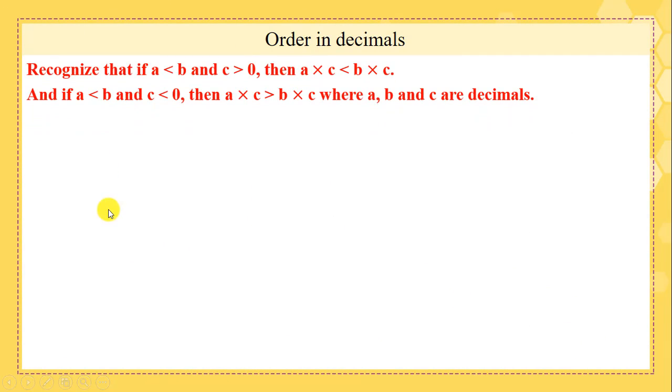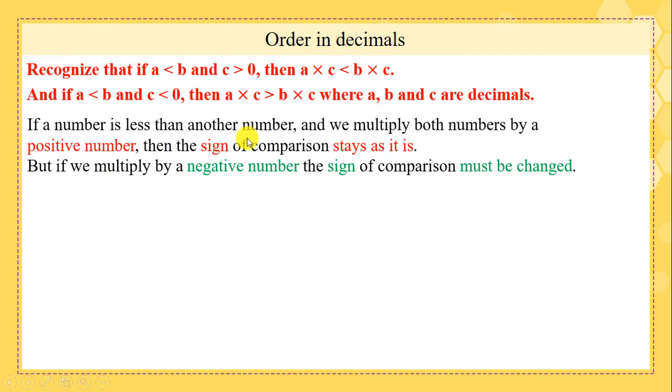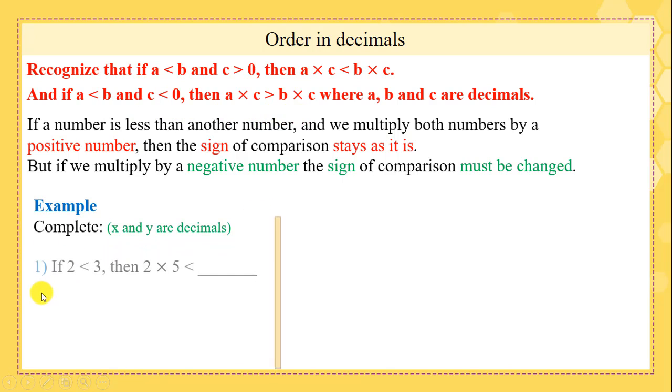The second and third objective. If a number is less than another number, and we multiply both numbers by a positive number, the sign of comparison stays as it is. But if we multiply by a negative number, the sign of comparison must be changed. So our properties are: if A less than B and C greater than 0, then A times C less than B times C. And if A less than B and C less than 0, then A times C greater than B times C.